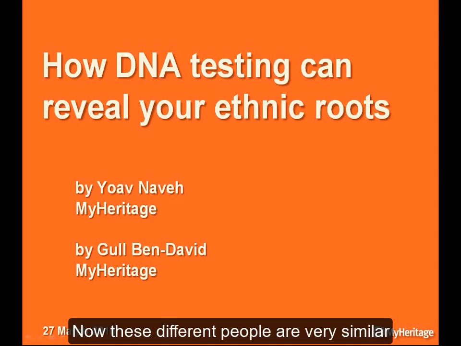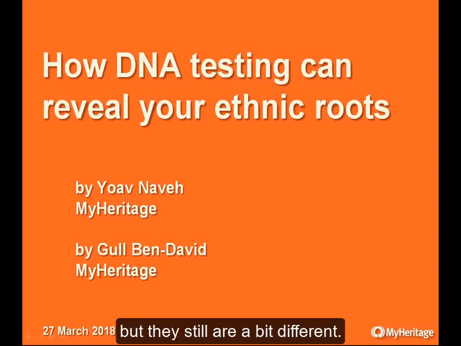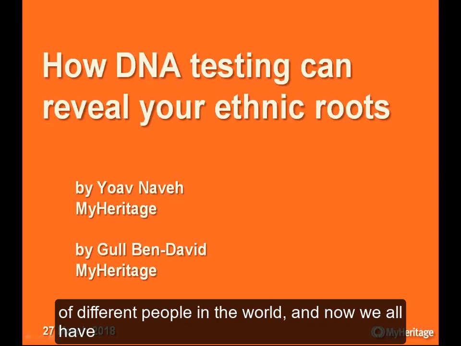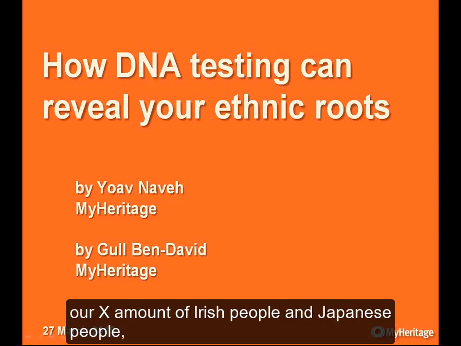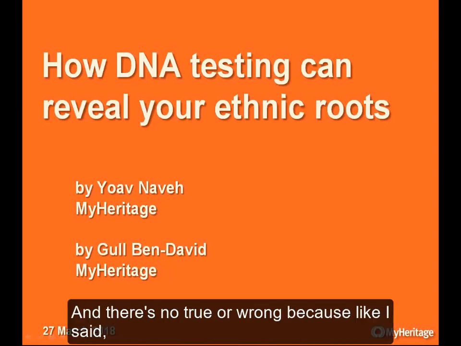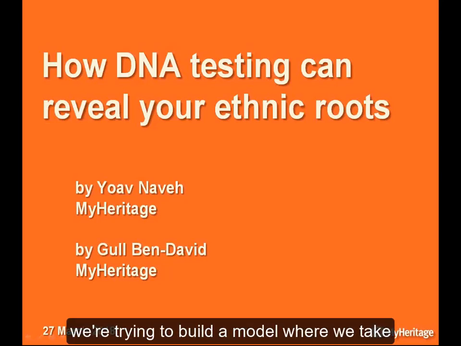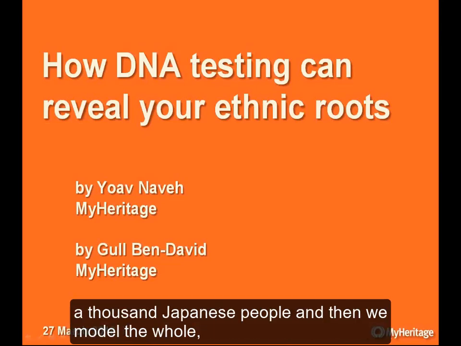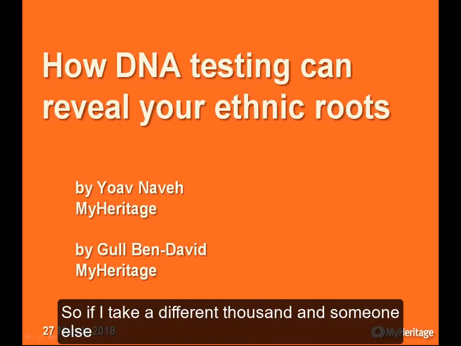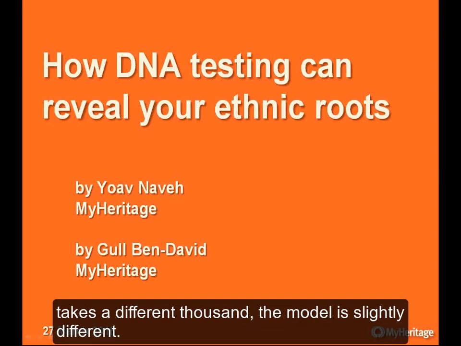Now, these different people are very similar, but they still are a bit different. So each company has built its own reference panel of different people in the world, and we all have our X amount of Irish people and Japanese people, but they're different Japanese people and different Irish people. And there's no true or wrong, because like I said, we're trying to build a model where we take 1,000 Japanese people and then we model the whole, I don't know how many people live in Japan, but 90 million. So if I take a different 1,000 and someone else takes a different 1,000, the model is slightly different.